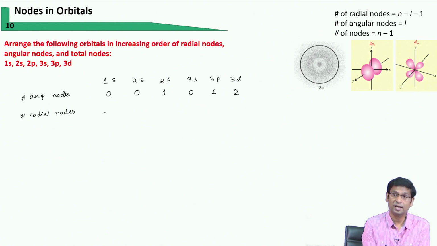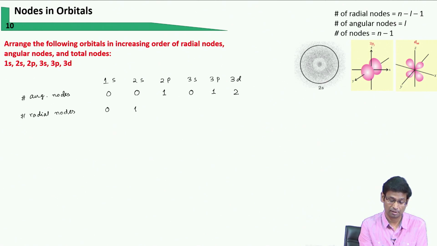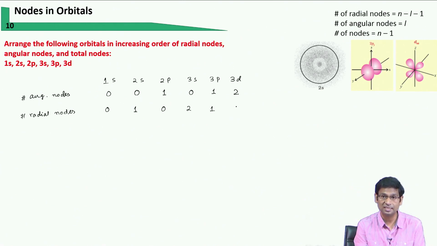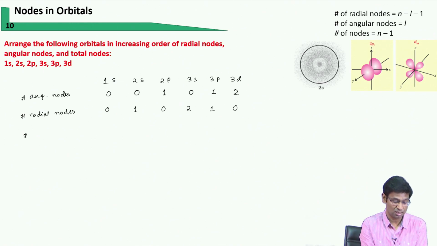The radial nodes, 1s is the lowest s orbital, so therefore there is no node. 2s is the second s orbital, so therefore it has got one node. 2p is the lowest p orbital, so therefore it has got no node. 3s is the third s orbital, so therefore it has got two nodes, because I am using n minus l minus 1. So, 3p will have one node, 3d is the lowest d orbital, so therefore it has got no radial node.